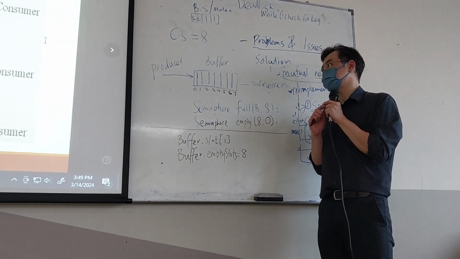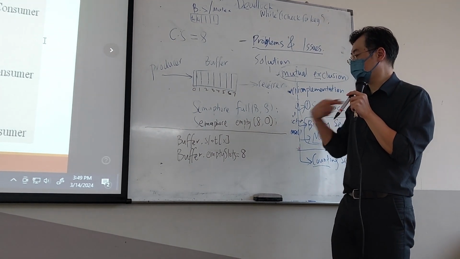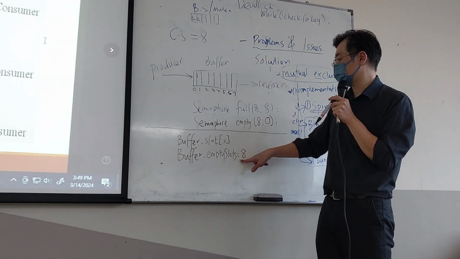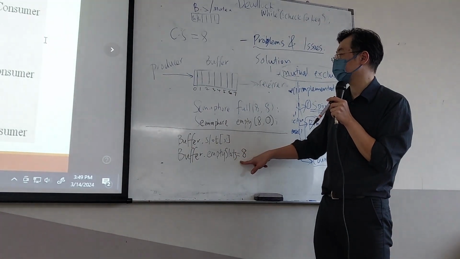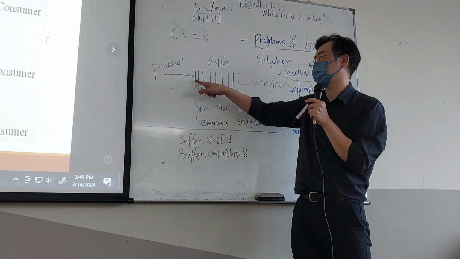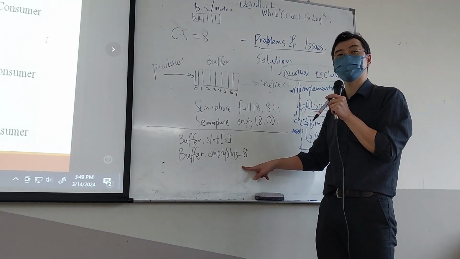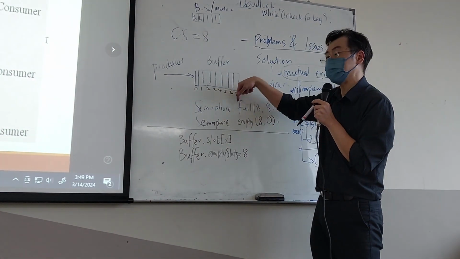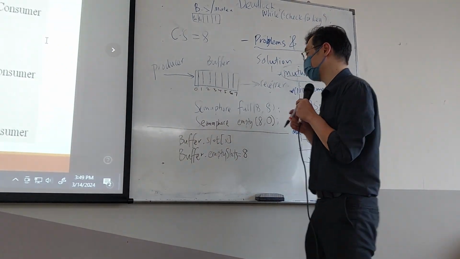So the process is this. If I'm a producer, I will look at the empty slot, and if it is not 0, that means I can add a message inside there. And then I reduce this empty slot by 1, so it becomes 7. So it's also counting. This one is counting used by the operating system, and this one is used by our own program.